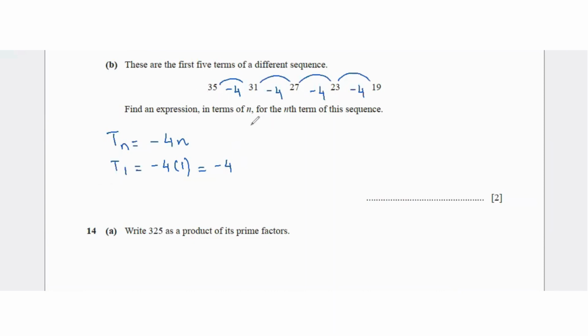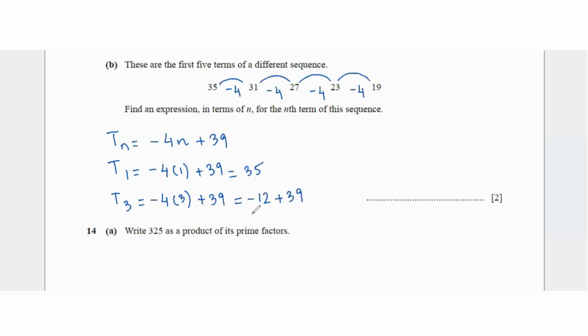So now I'm going to erase this, and I'm going to add 39 over here. So T1 would be -4 times 1 plus 39, which is 35. Let's check with the third term. -4 times 3 plus 39, which would be -12 plus 39, and that is going to be 27, which means this works for the entire sequence. The nth term is -4n plus 39 or 39 minus 4n, whichever you're comfortable with.